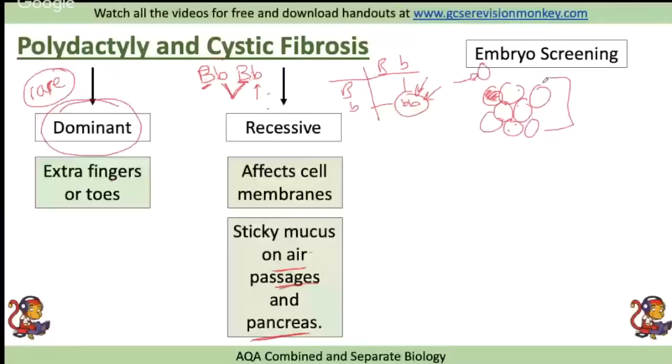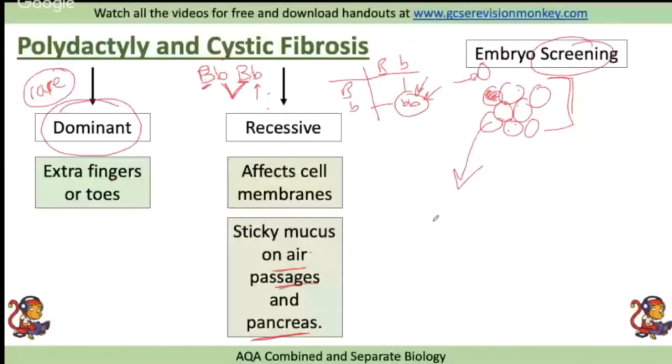But at the embryo stage, a doctor could remove some of the cells and screen them, which means check them for genetic disorders. And then the idea would be that they would pick an embryo that doesn't have a particular genetic disorder in.